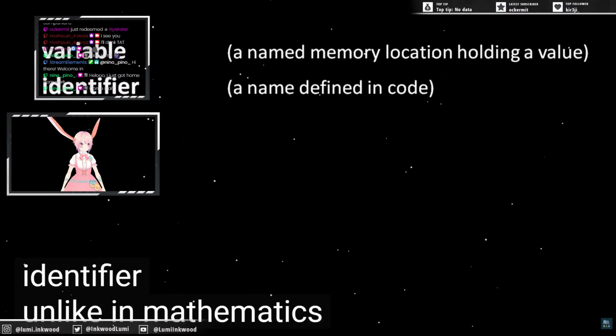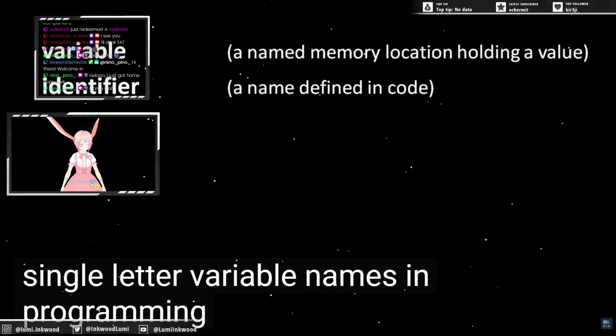The jargon term for a name in source code, such as the name of a variable, is identifier. Unlike in mathematics, it's generally considered bad practice to overly use single-letter variable names in programming. Identifiers, though, must conform to a few rules.